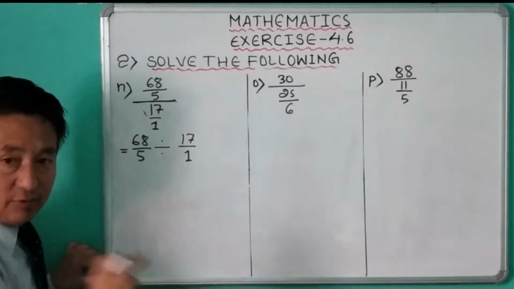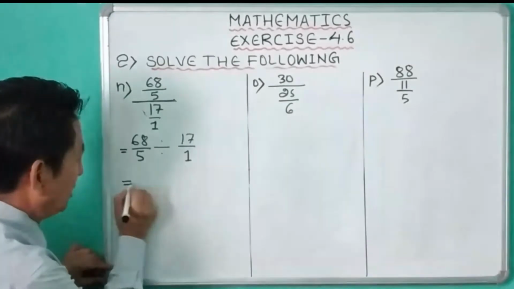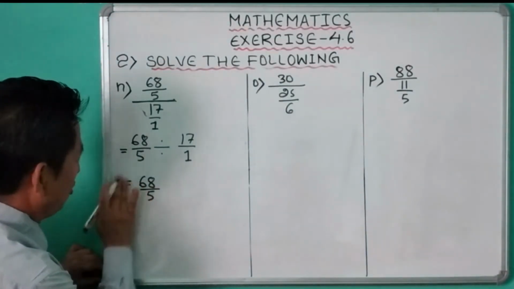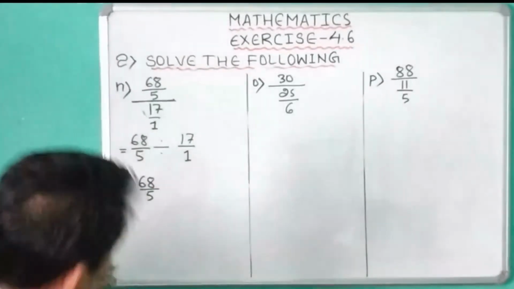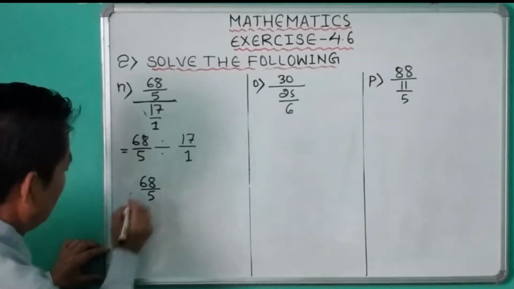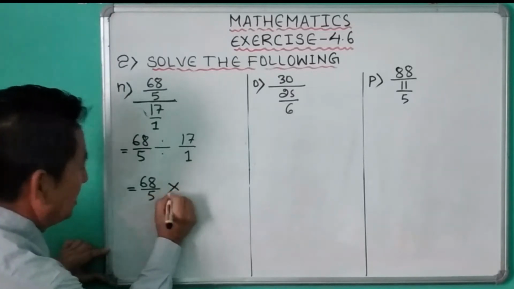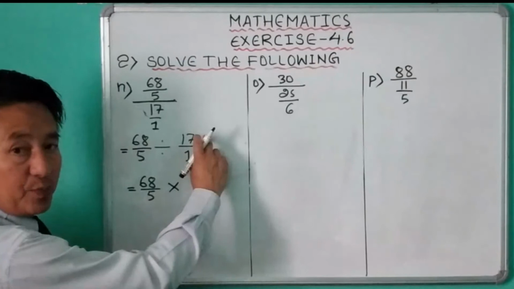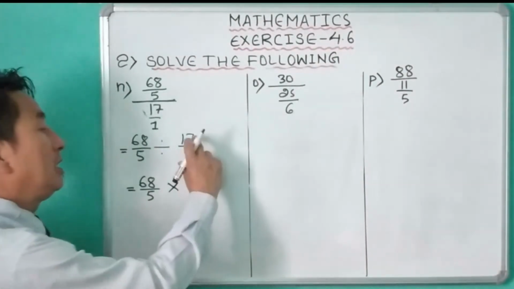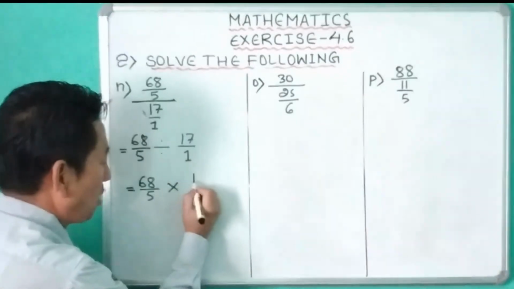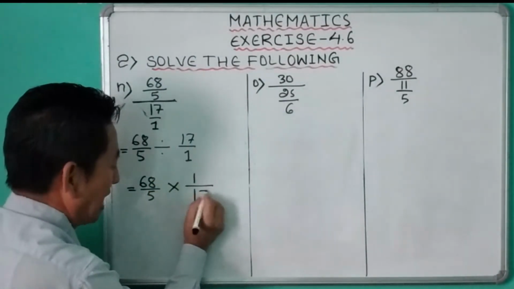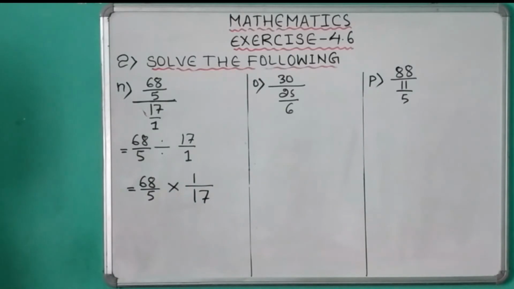Now next step, we'll change this divide sign into multiplication sign. 68 over 5. Then we'll write the reciprocal of this fraction. We'll inverse this fraction, so 1 will be the numerator and 17 will be the denominator.